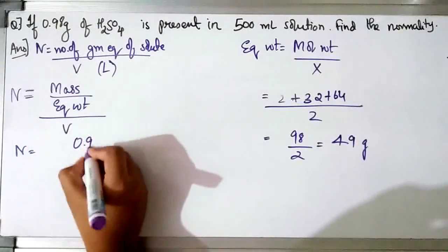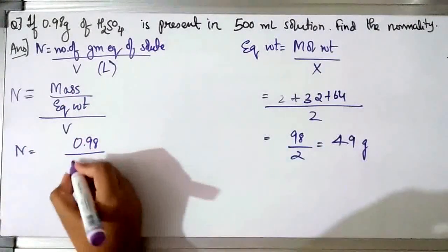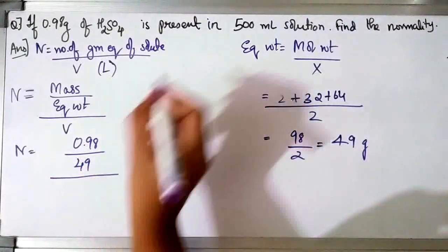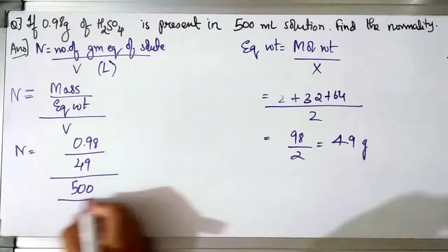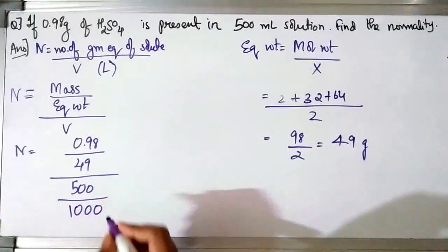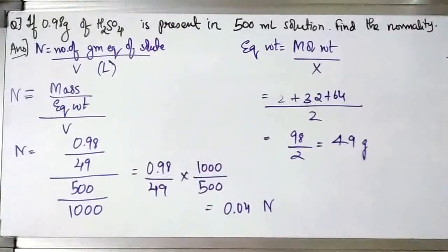We are going to put all the values. The given mass was 0.98, the equivalent weight was 49, and the volume of solution is 500 ml, but since we have to find it in liters, it is 500 ml upon 1000, because we're going to turn this into liters. When we further solve it, we get the answer to be equal to 0.04 gram equivalents per liter, or you can write it as capital N, which represents the normality.